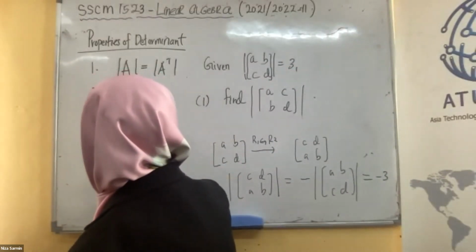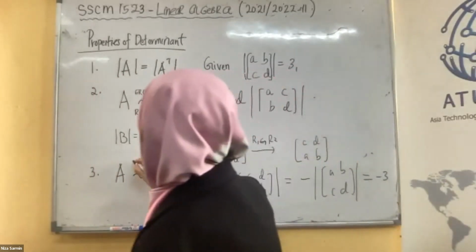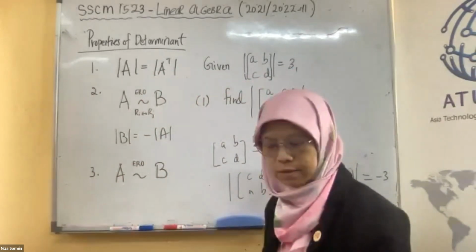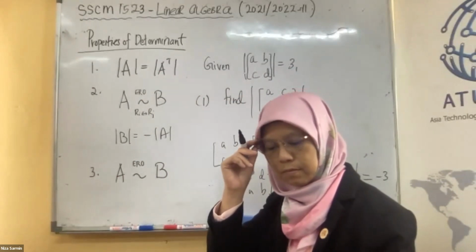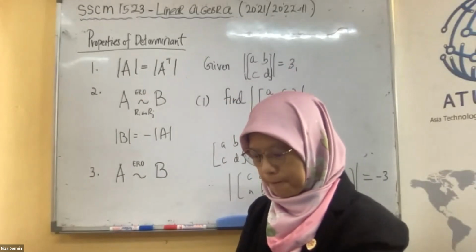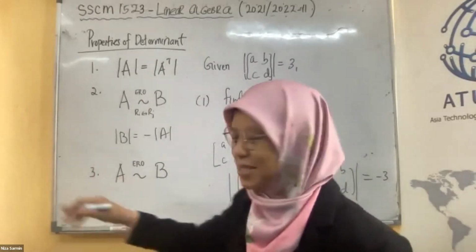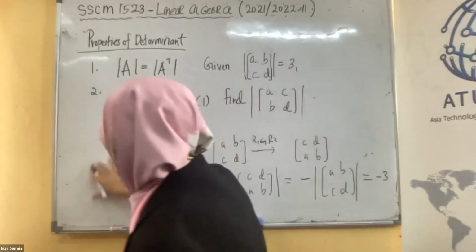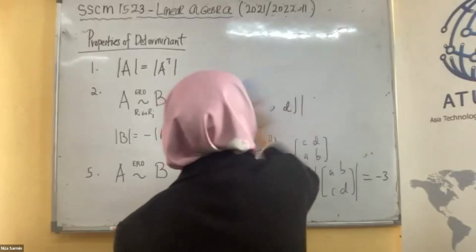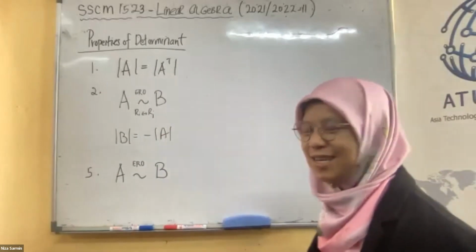Number 3. If you have A and then B under ERO and the operation, oh, this one I skipped number 3. That is number 5 already. Oh, it's okay. This is number 5 in the notes, but I don't want to erase. I will put number 3 and 4 here. Yeah, don't be angry. Okay. Because I want to have the ERO feeling here.